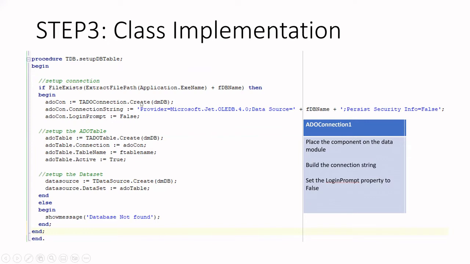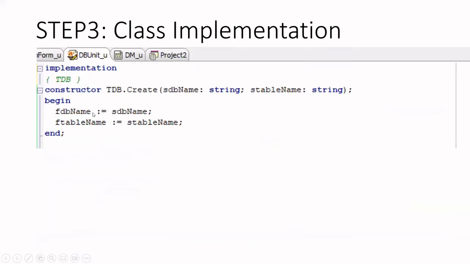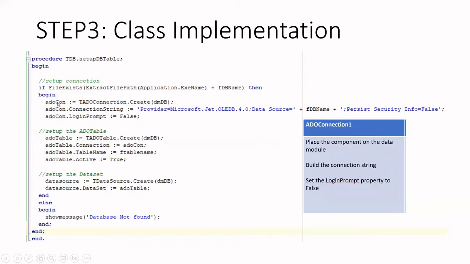And this is equivalent to setting or placing this component onto our data module. DMDB is the data module. And since I'm making reference to the data module, that was the reason for adding the unit name for the data module to the uses section. So if I go back, this is as good as placing the component onto the data module. And this is where I build the connection string.